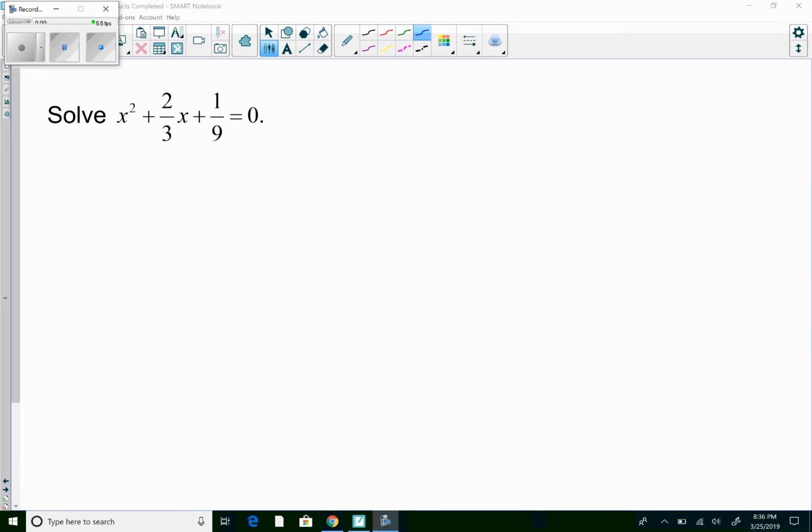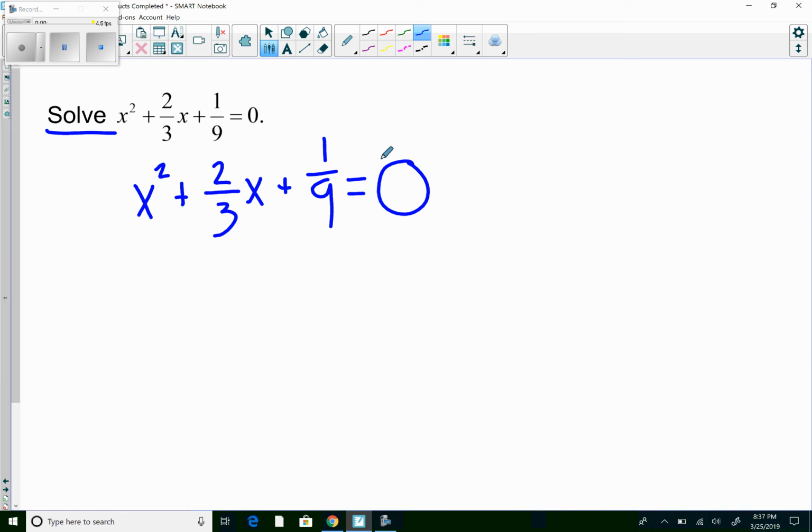Okay, ladies and gentlemen, we are back. All right, so now we're back with another example. This time, notice how our directions are to solve. Okay, so we've got this x squared. I'm just going to rewrite it because that's kind of just who I am. All right, so we have x squared plus 2/3 x plus 1/9 equals 0.